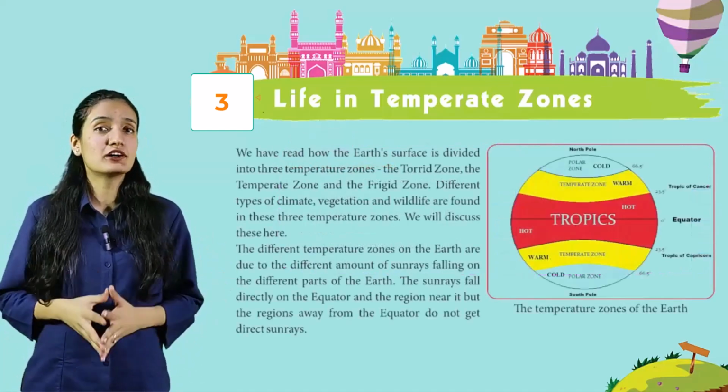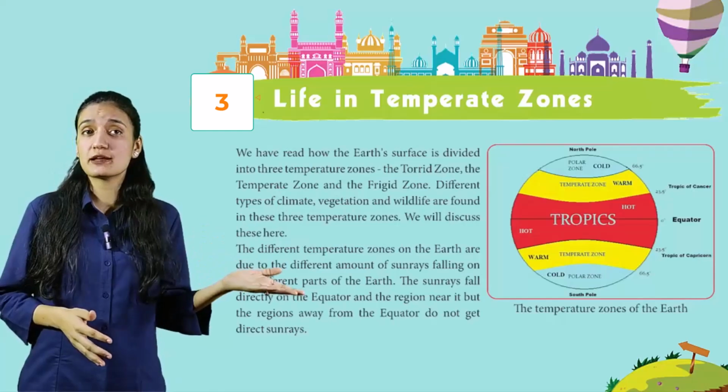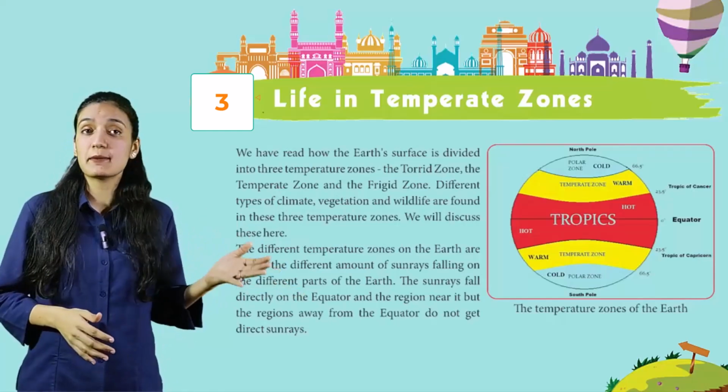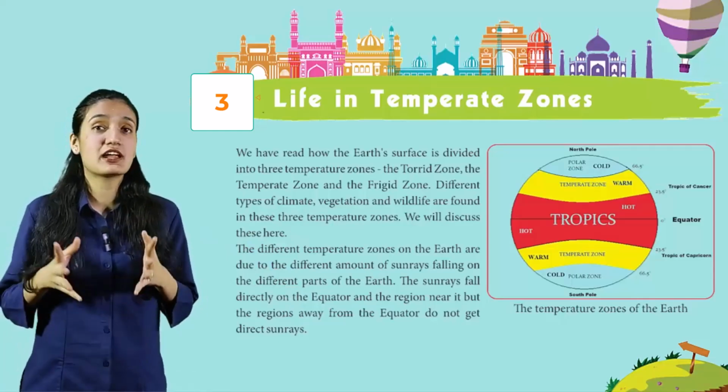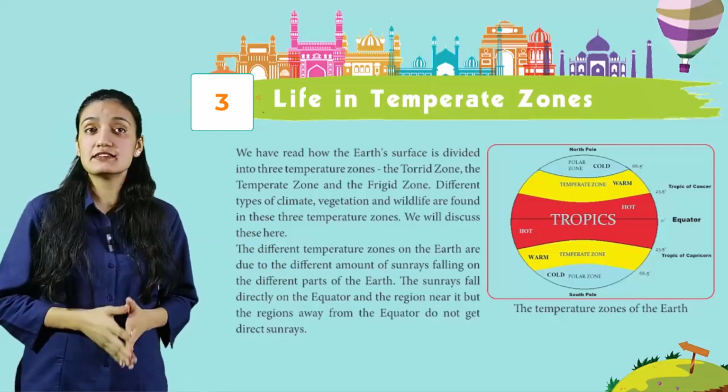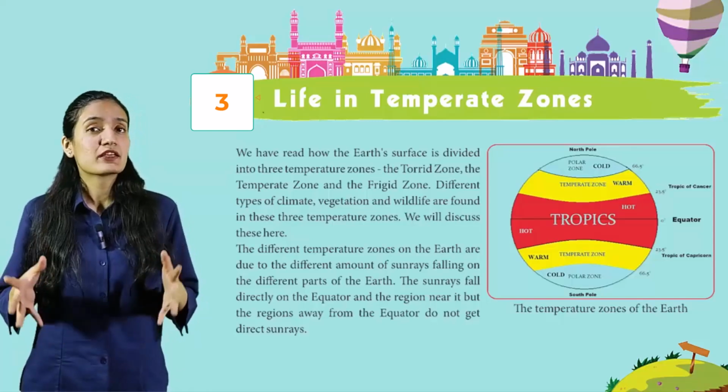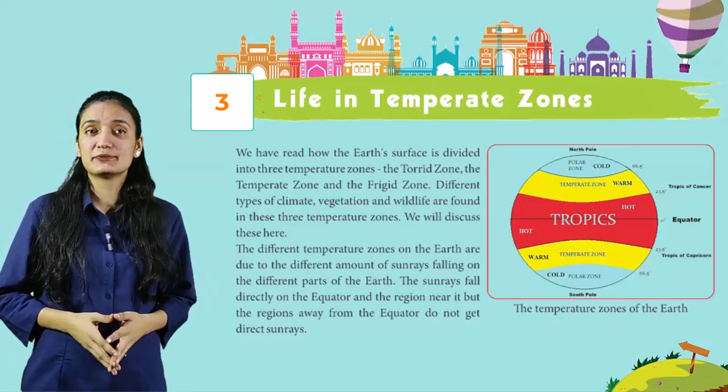We have read how the Earth's surface is divided into three temperature zones: the torrid zone, the temperate zone and the frigid zone. Different types of climate, vegetation and wildlife are found in these three temperature zones. We will discuss these here.